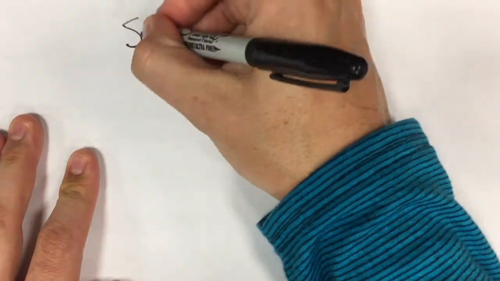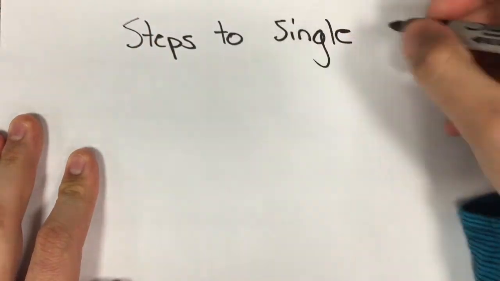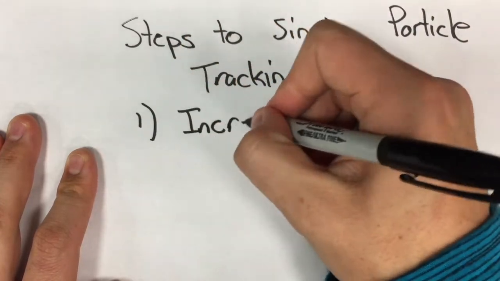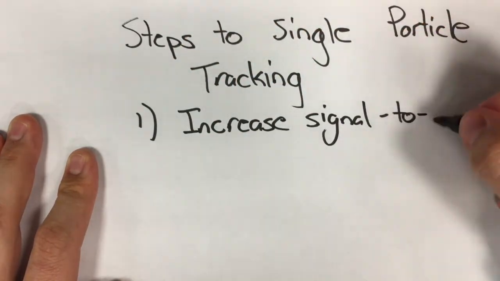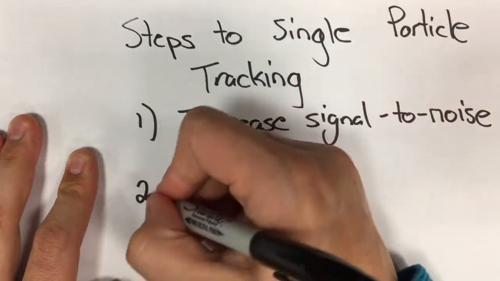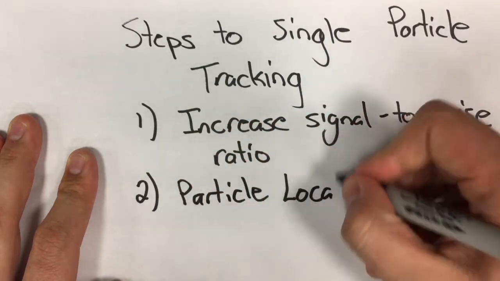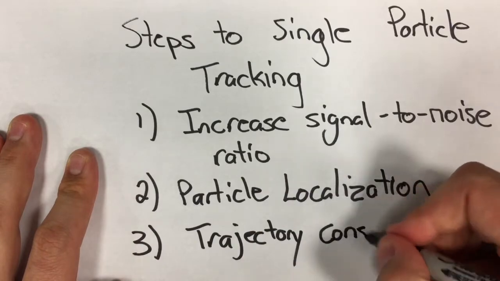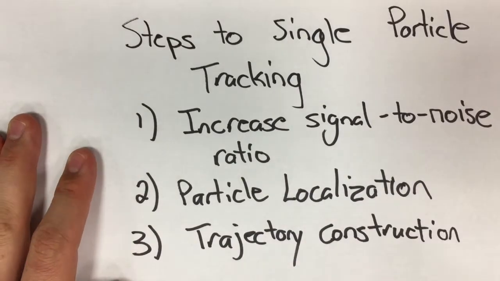Now that we've covered the fundamentals in optical microscopy and the setup, let's go over the steps to single particle tracking algorithms that you apply in the post-data acquisition. First, you want to increase the signal-to-noise ratio in each frame. Then, you want to localize each particle below the diffraction limit of light, and then construct your trajectories.